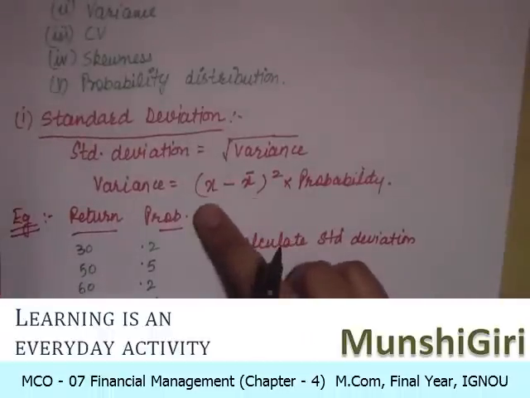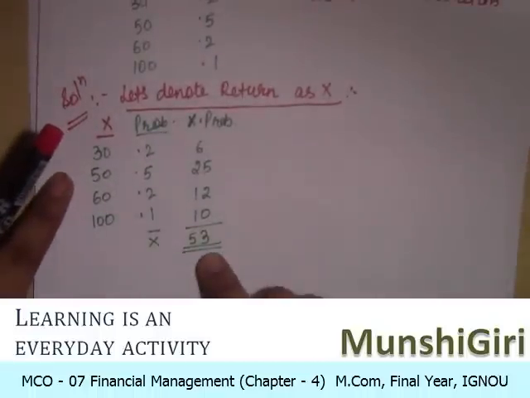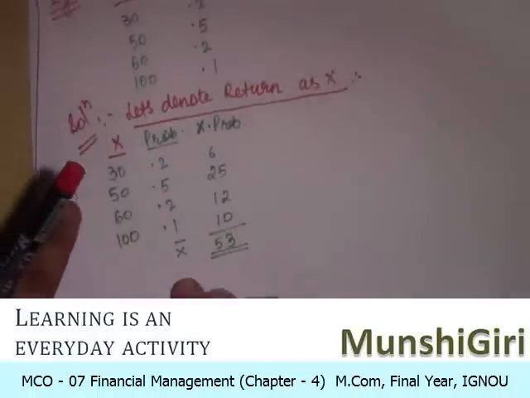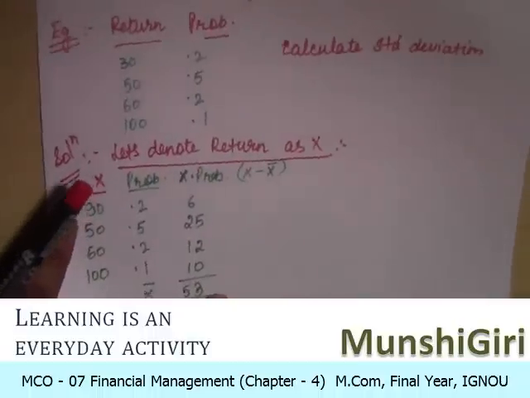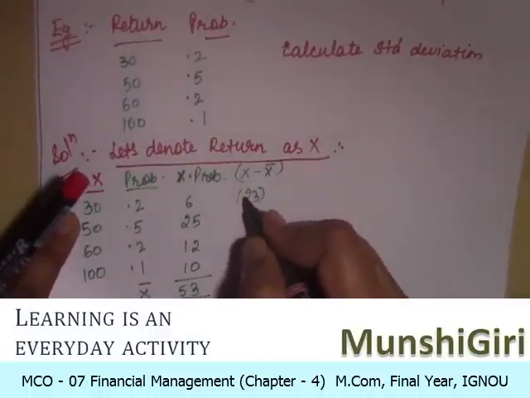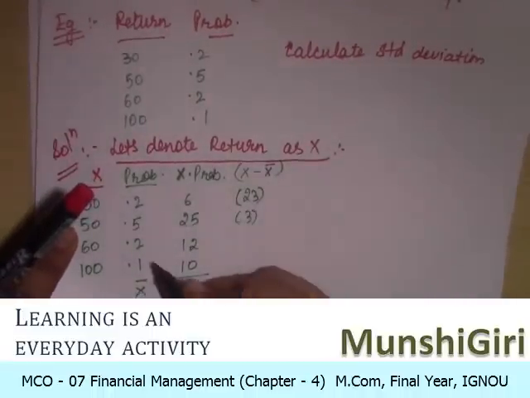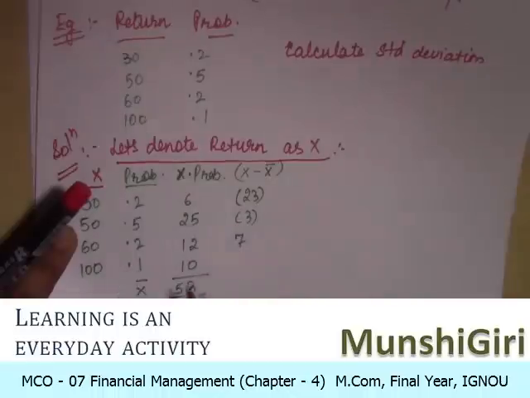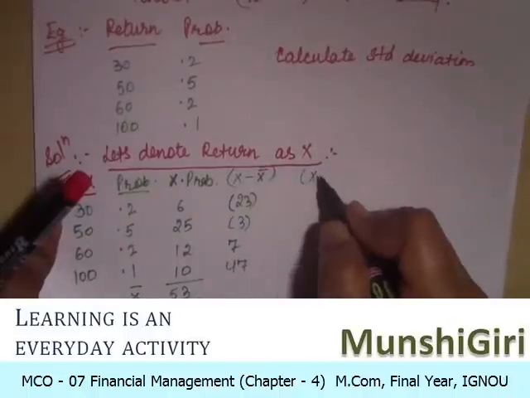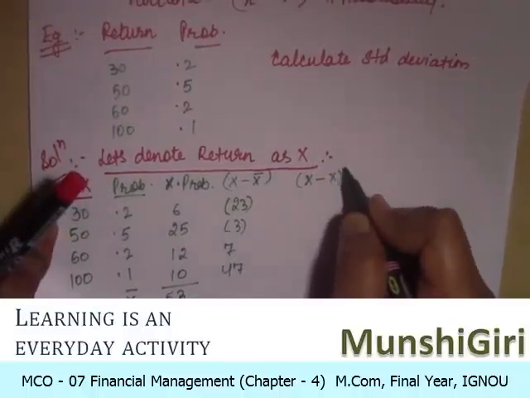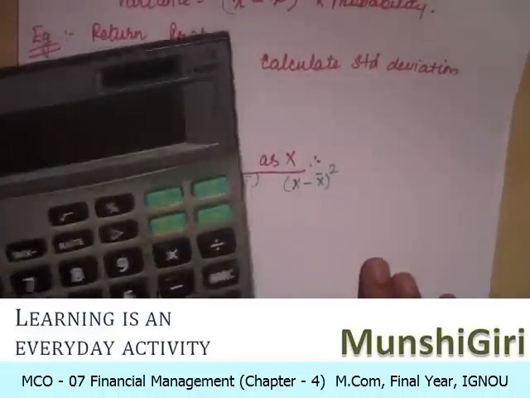Next thing we have to do is x minus x bar. So x we have is return and x bar we have got as 53. 30 minus 53 is minus 23, 50 minus 53 is minus 3, 60 minus 53 is 7 and 100 minus 53 is 47. In the next column we'll square this, x minus x bar whole square. Square of 23 is 529.